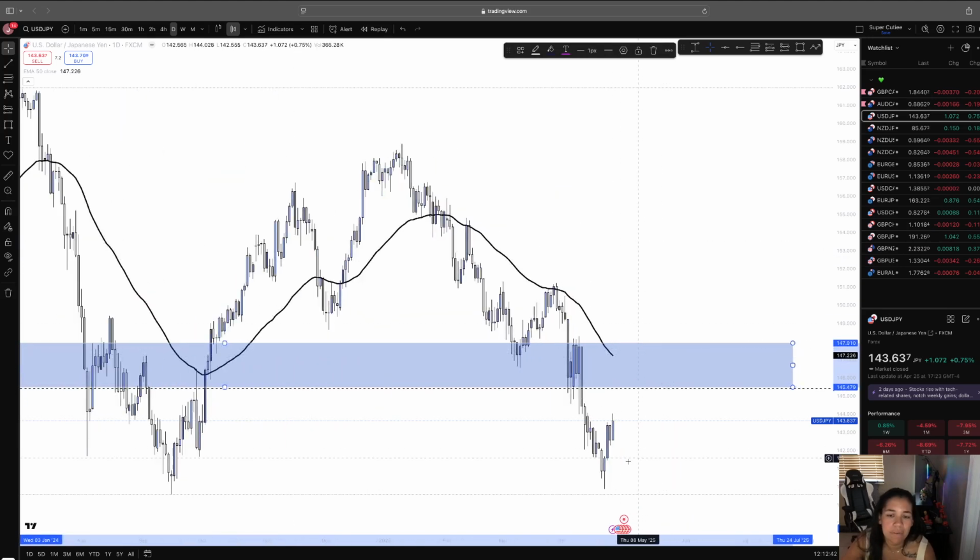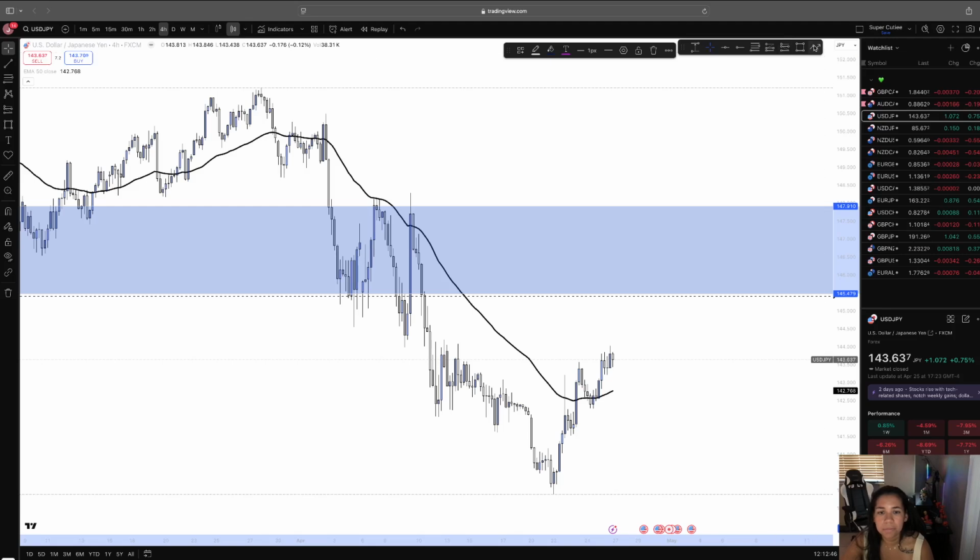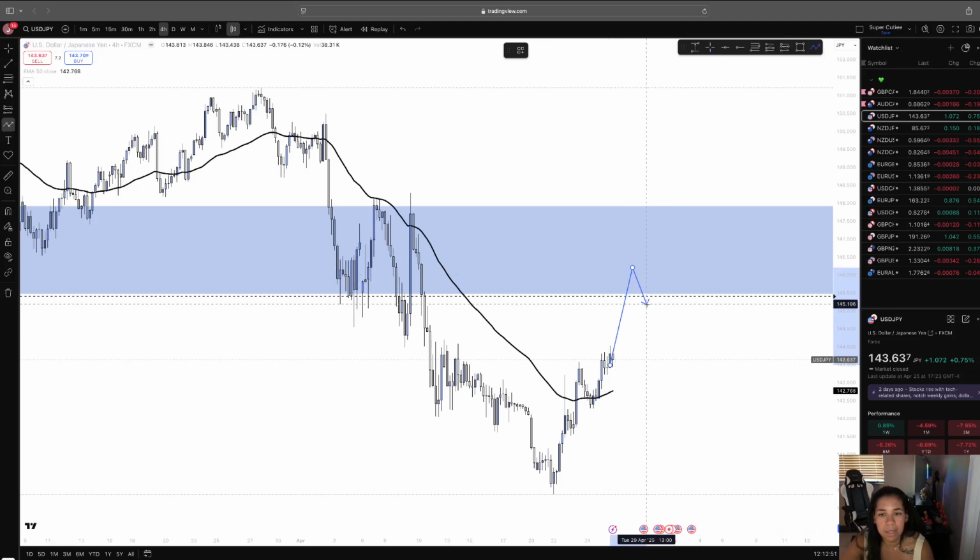So we need price to kind of come all the way up, pull back into it just like this, pull in, come out, retest, and come back out. That's all we need. Okay, let's wait for that. So we're going to flag that's USD JPY.